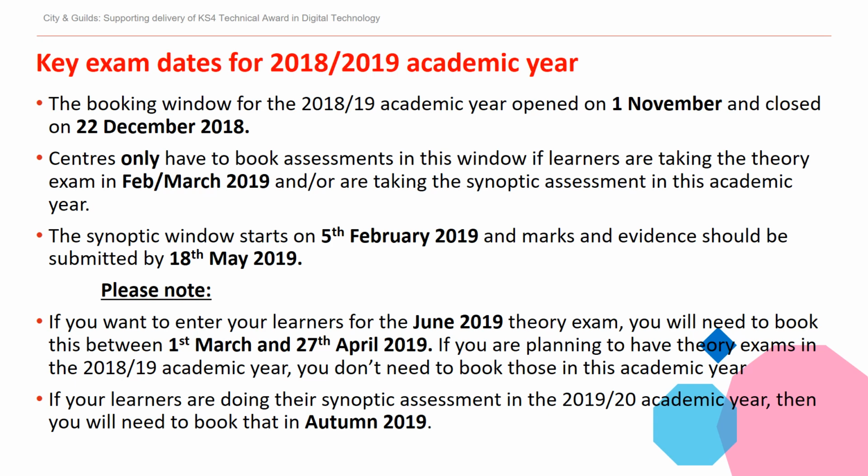Obviously, if you have a 2-year programme, then you'll be looking at the dates that will be published for next year's windows. So please note, if you want to enter your learners for the 2019 theory exam, you will need to book this between the 1st of March and the 27th of April 2019 if you're planning to have theory exams in this 2018-19 academic year. If your learners are doing the Synoptic in the 2019-2020 academic year, then you will need to book that in autumn 2019. There is a document available on the website that provides all of these key dates.